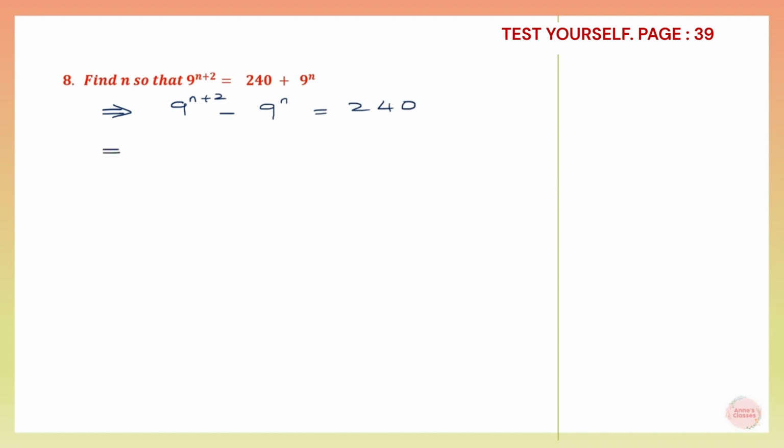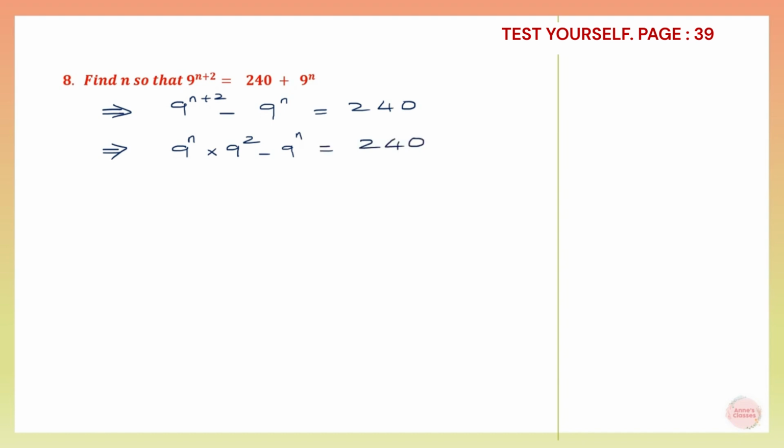Now listen carefully, children. This part, 9 raised to the power of n plus 2, I'm going to write as 9 raised to the power of n into 9 raised to the power of 2. How did I get that? Now we know the law of exponents. When the base is the same and it is multiplication, we can add up the powers. So that is what is done. Now this part I have reversed and written it like this. Now I'm going to write minus 9 raised to the power of n, and here it is 240.